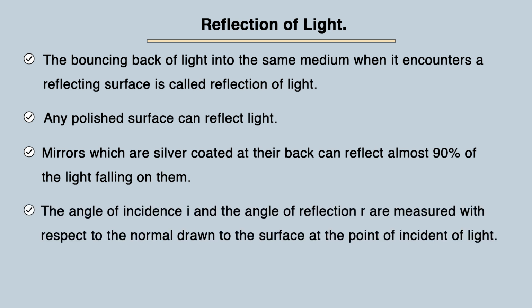The angle of incidence i and the angle of reflection r are measured with respect to the normal drawn to the surface at the point of incidence of light, and they are on the same side of the mirror or reflecting surface.